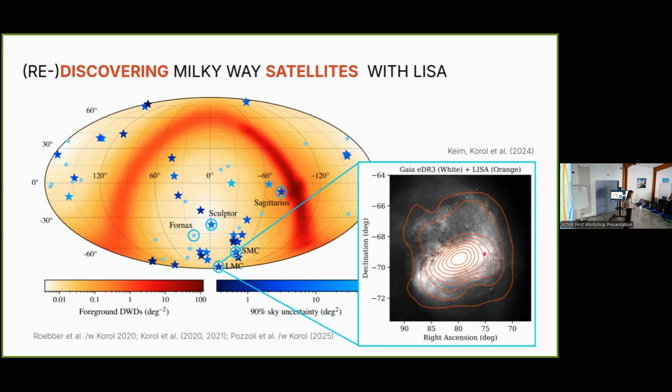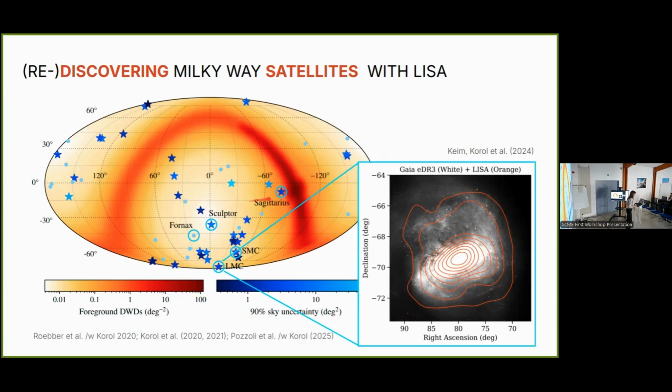So here you see a simulation compiled by a master's student that I supervised, and we took the Gaia view of the LMC, which you see in grayscale, and the LISA contours are in red.